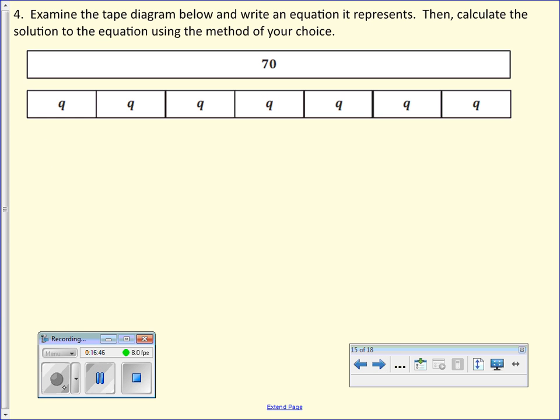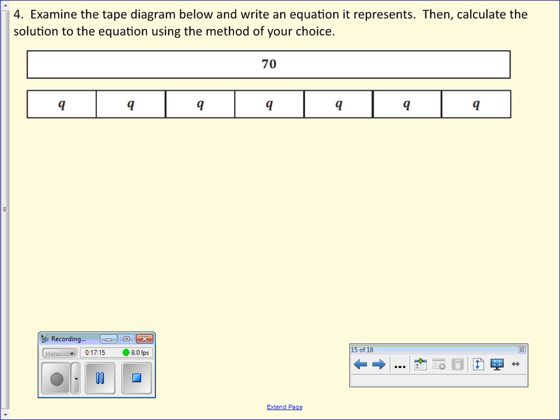Jump to number 4. They drew the tape diagram for you, gentlemen, but there's no equation. You have to come up with the equation. So I see 2 tape diagrams that are equal. The top is equal to the bottom. I know that because they're the same size. So what equals what?